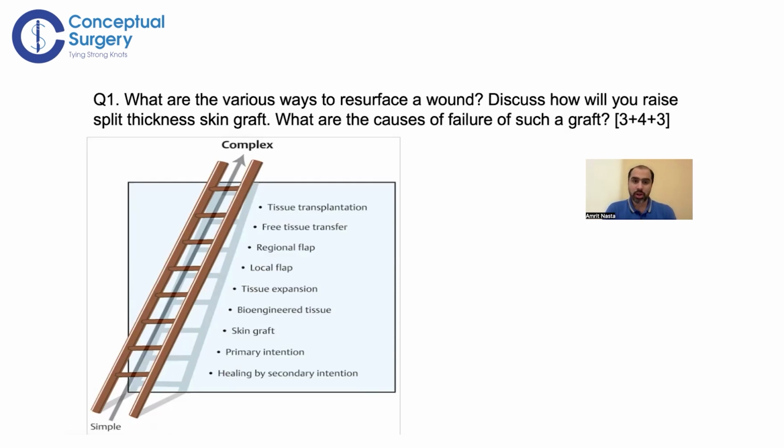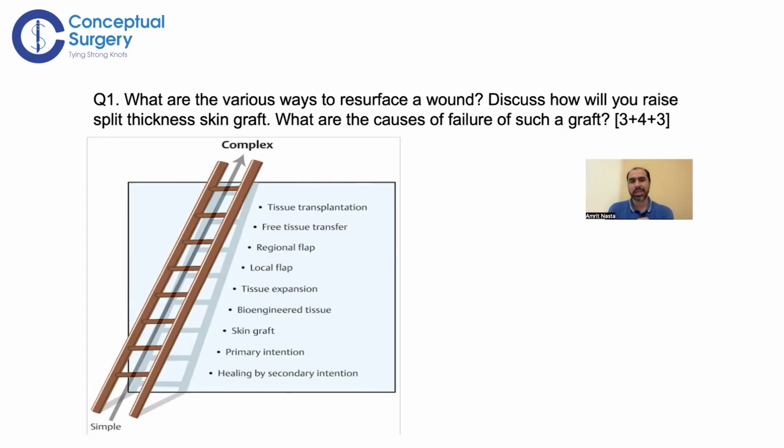Or further, you can use flaps: local flaps, pedicle flaps, or free flaps. Free flaps are at the highest level of reconstruction that you can see. Free tissue transfer or tissue transplant means the same thing. Basically, they're talking about free flaps. So make this ladder, write one point about each. You'll get full 3 marks for this.